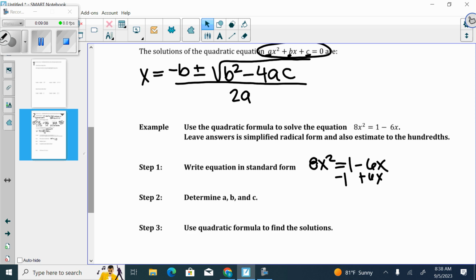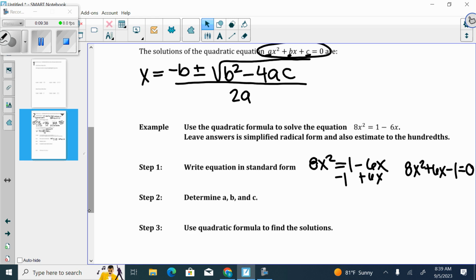Okay, so whenever we rewrite our equation, make sure you write it in descending order by exponent value. So you're going to write down your quadratic term first, which would be your 8x squared. Then your linear term, which when I moved it, I added it, so it became positive 6x. And then your constant, which we moved by subtracting, so now it's a negative 1, instead of equal to 0.